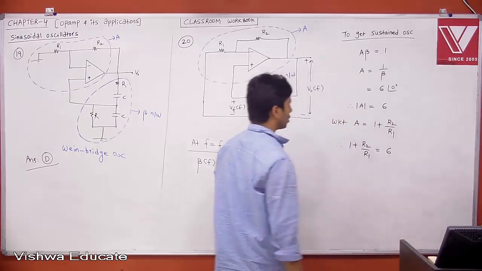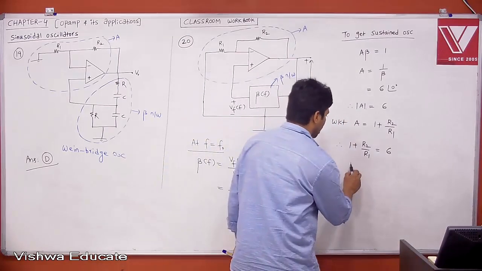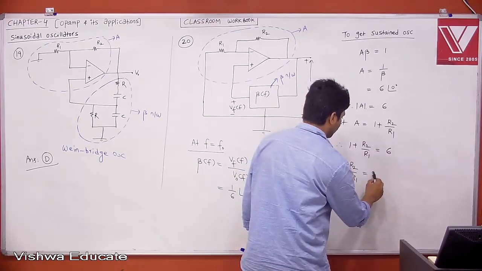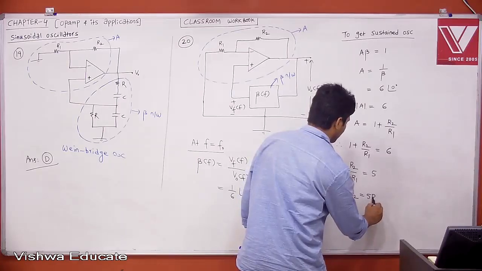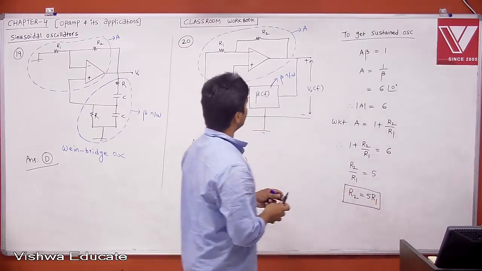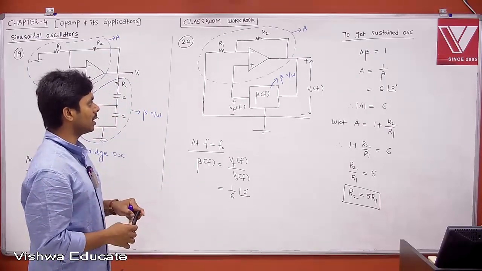Then only you will get sustained oscillations, because you will get A beta equal to 1. Then R2 by R1 is equal to 6 minus 1, which is 5. So R2 is equal to 5 times R1. If R2 is equal to 5 times R1, you will get sustained oscillations. That is what we get from the Barkhausen criteria.